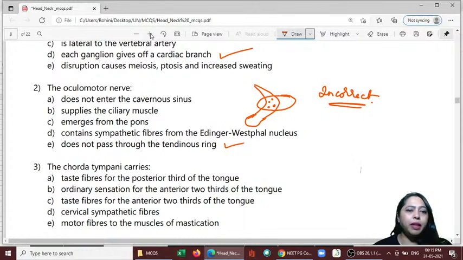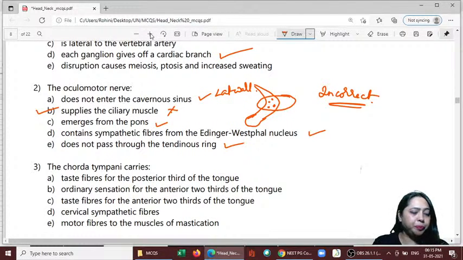Okay. So now it does not enter the cavernous sinus. It does enter the cavernous sinus. It is one of the contents in the lateral wall of the cavernous sinus. Next, emerges from the pons. This is also correct. So now it contains sympathetic fibers from Edinger-Westphal nucleus. Now you tell me the one which does not hold good. It supplies the ciliary muscle. So this is the one which does not hold good. So the answer is B, that is supplies the ciliary muscles.